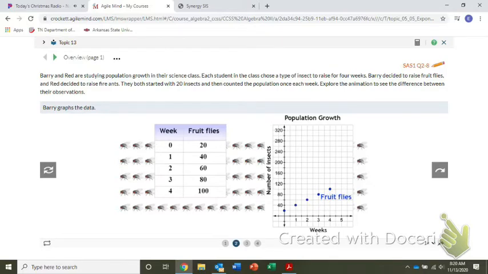Do 2 different things, though, because you're going to graph your other chart. So, for fruit flies, do dots. And then when we do fire ants, we're going to do little stars. So you can see the difference. Okay?